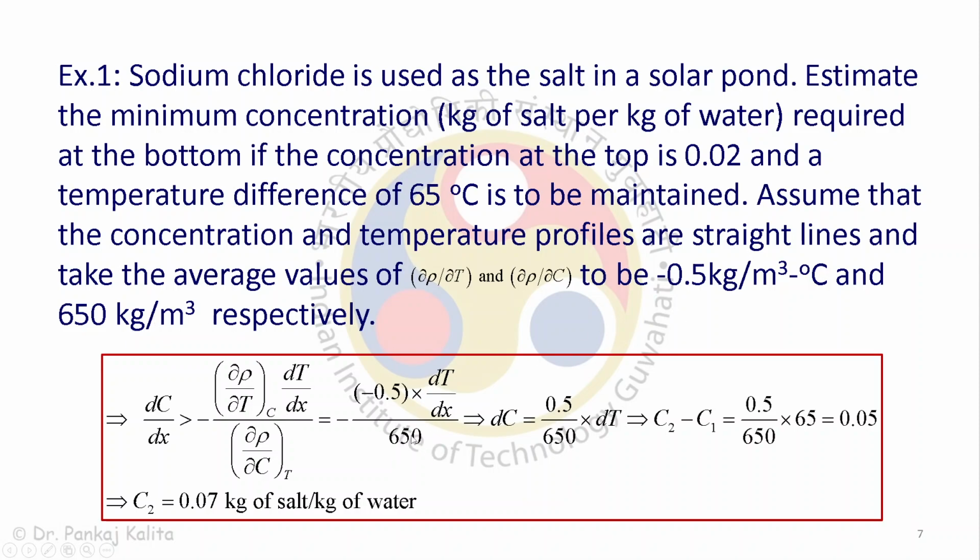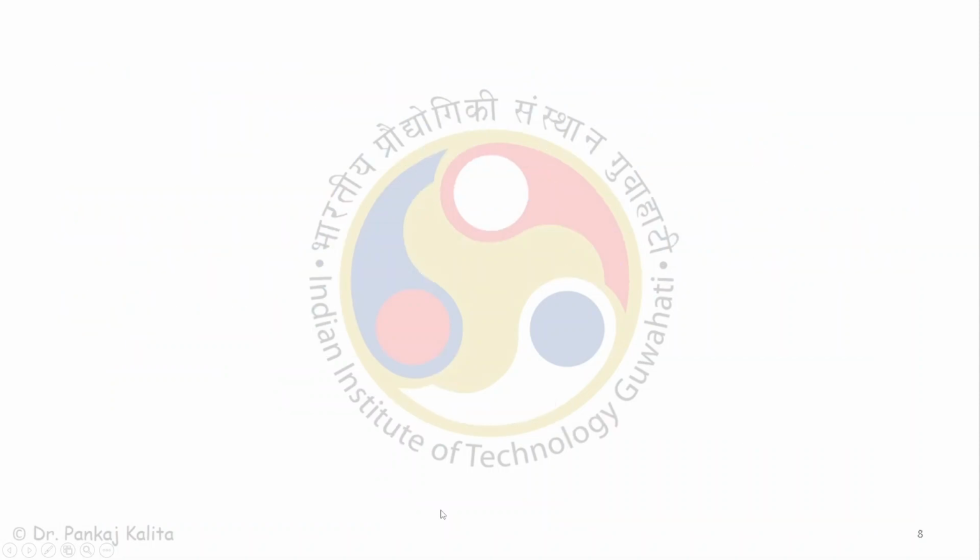The average value of dp by dt is 0.5, dt by dx, and you have to look at dp by dc, that is concentration, with density considered in kg per meter cube. With this, you get dc equal to 0.5 upon 650 into dt. Basically dx got cancelled. So what is dc? C2 minus C1. And dt is 65 degrees Celsius, the given temperature difference. So multiply it. C2 is 0.07. How can 0.07 come? We add C1 to this, where C1 is 0.02, the initial concentration. This is kg of salt per kg of water.